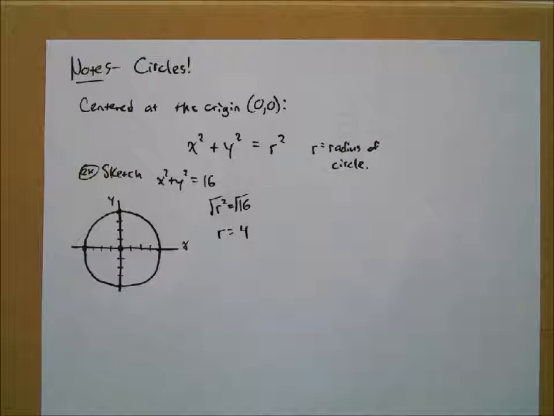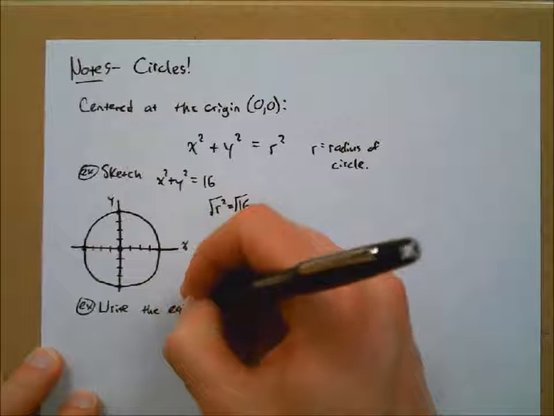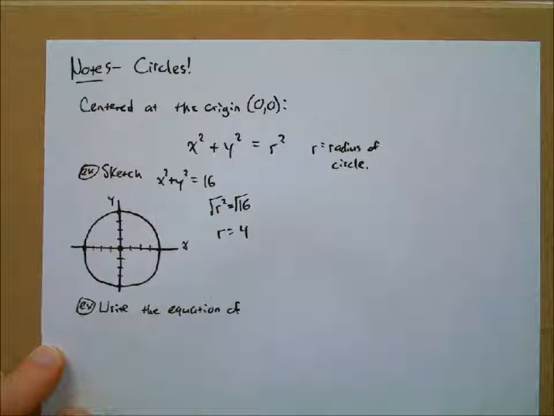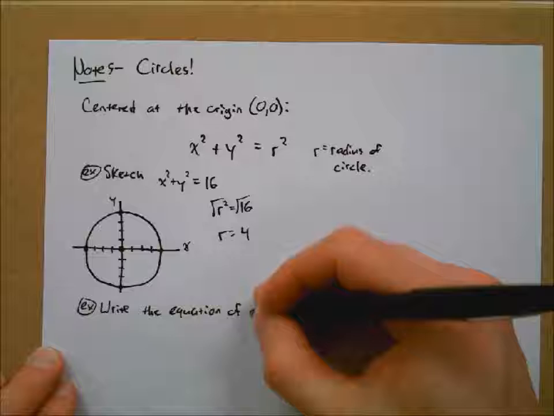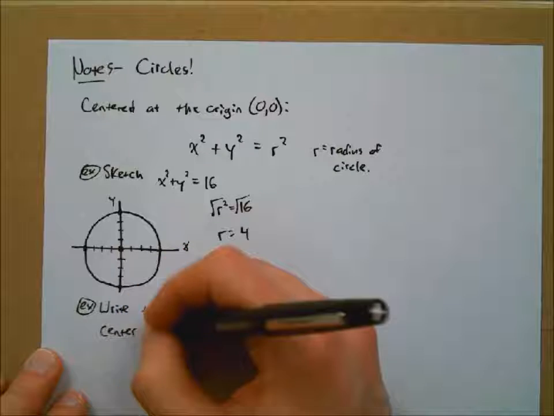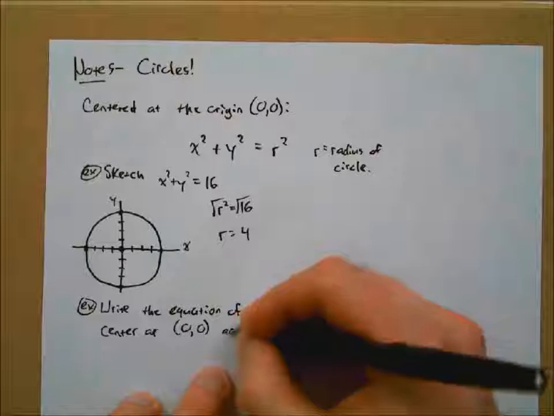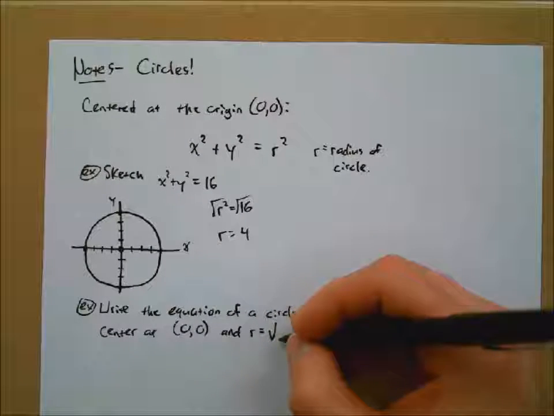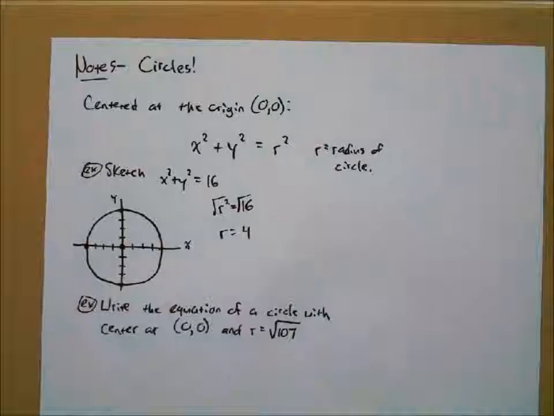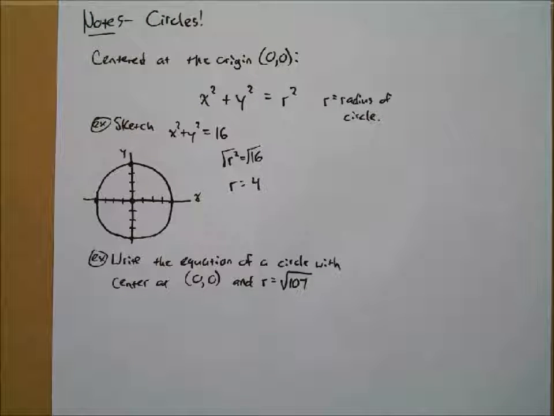Okay? Something else you should be able to do. Write the equation of a circle with center at 0, 0, and r equals the square root of 107. Okay, so go ahead and take like 15 seconds and write the equation of that circle there. All right, centered at 0, 0, radius is the square root of 107. Go ahead and write the equation of that circle. Give it a shot.